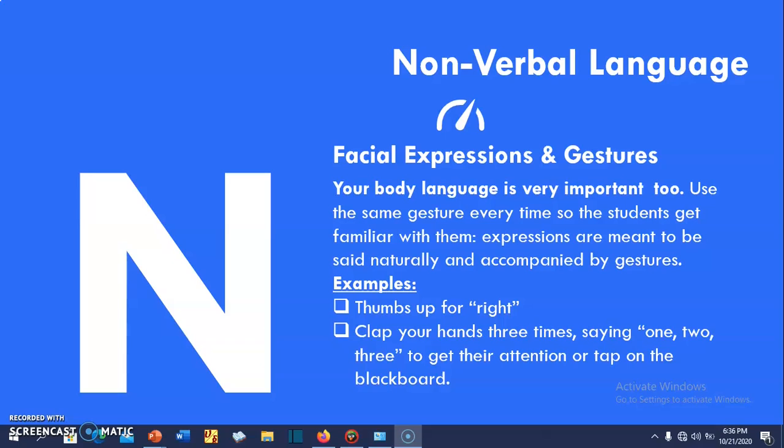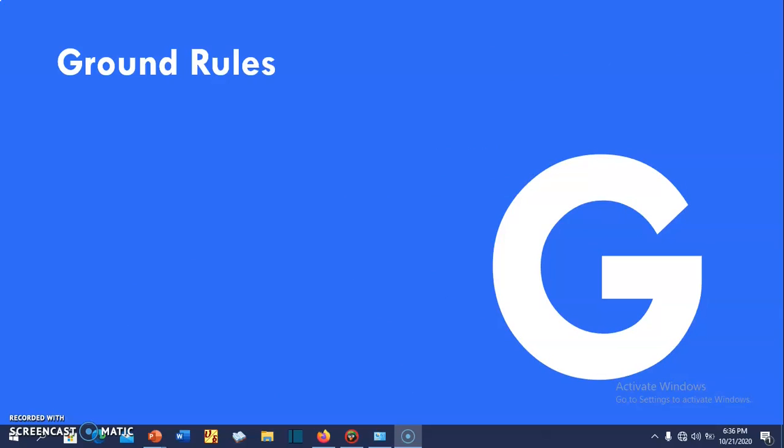Let me give you 2 examples. You can use thumbs up for right. You can clap your hand 3 times saying 1, 2, 3 to get their attention, or you can tap on the blackboard even. So these gestures and facial expressions may say many things to assist you.